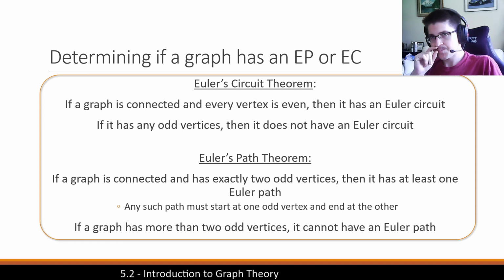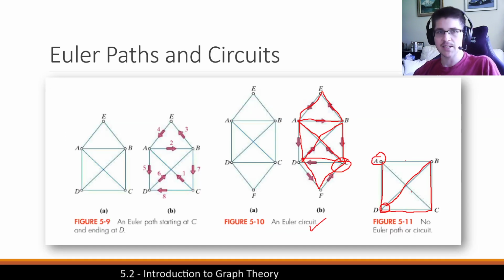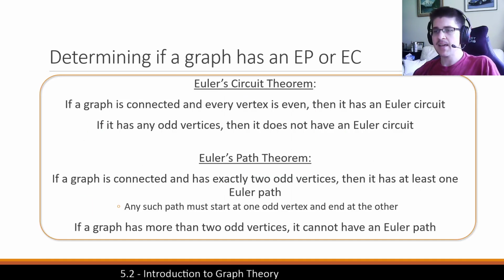So basically, if we want to determine if a graph has an Euler path or an Euler circuit, like in this last example, it told us these graphs have an Euler path and these graphs have an Euler circuit. How would we know that? That's exactly what Euler's circuit and Euler's path theorem state. I'll go ahead and read them out loud. I also want to talk about why these theorems are true in as basic a manner as possible.